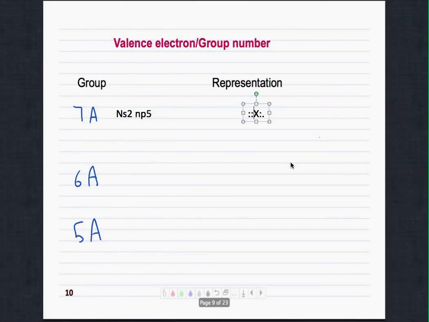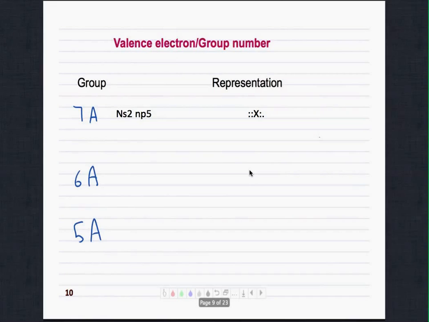Okay? Now, if we look at this, it exactly represents the electron configuration. Those 2 paired electrons are represented by this. Those 2 paired electrons are represented in here. 2 paired electrons and 1 unpaired electron. Okay, we're going to do the same. This is the Lewis dot structure for any atom from group 7A.